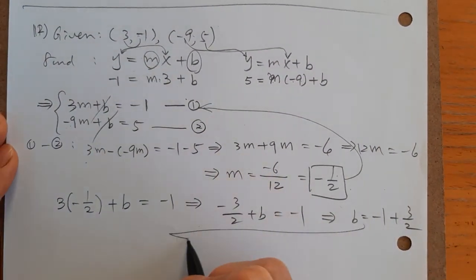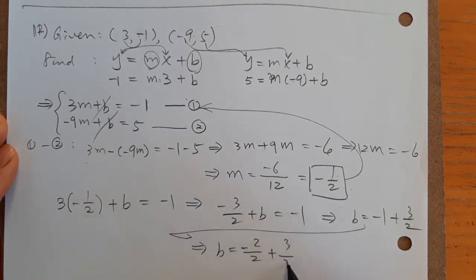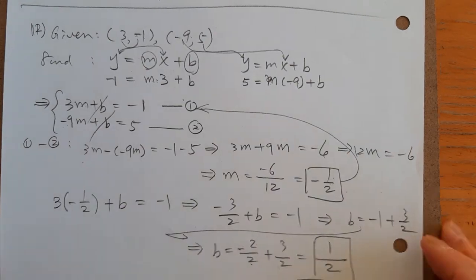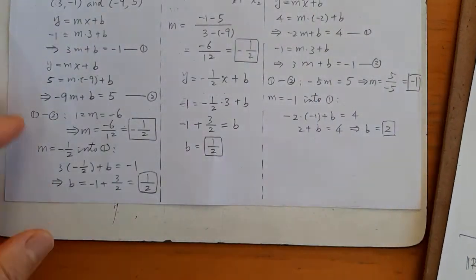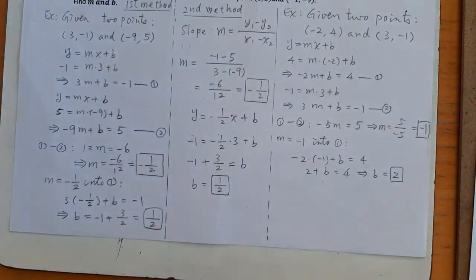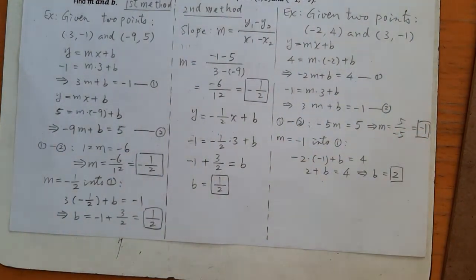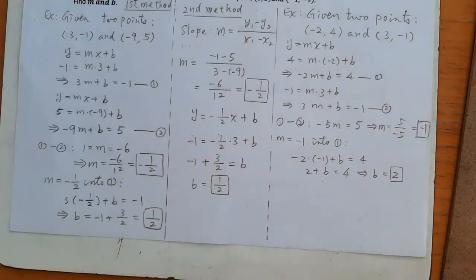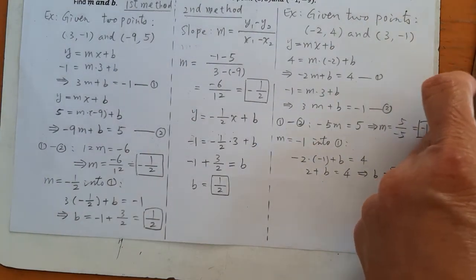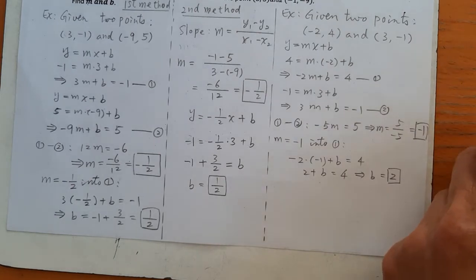And that is b equals -2 over 2 plus 3 over 2. So same denominator is 2, numerator -2 add 3 is 1. So b equals 1/2. And you can also do it another way. Another way is what we call slope-intercept form. Second method.